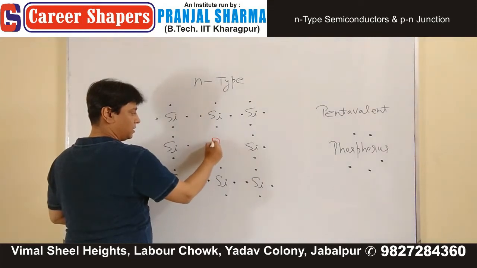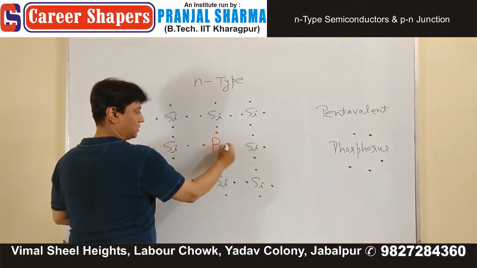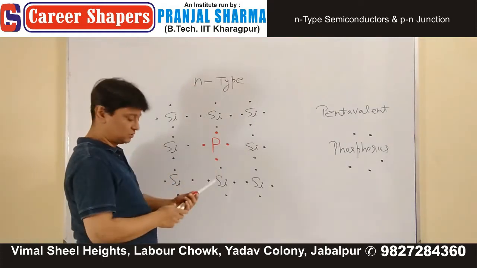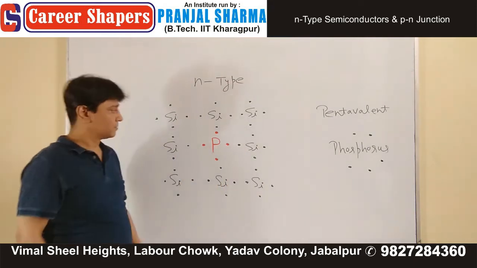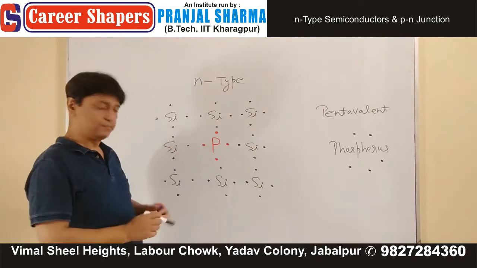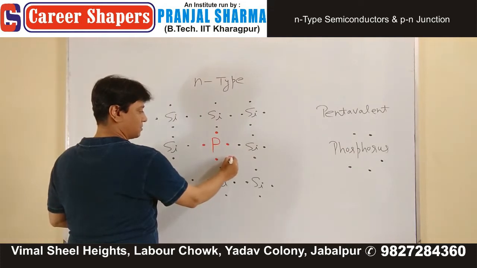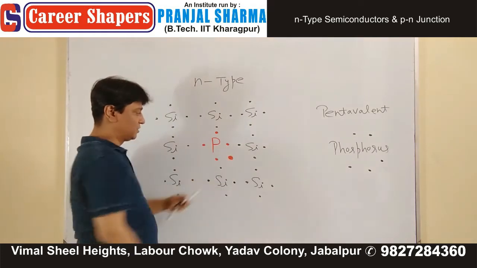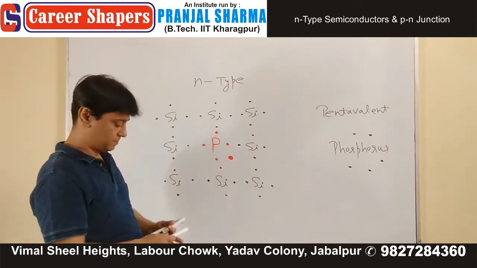This is the impurity and it has 5 electrons. These 4, they are already participating in covalent bonds, but you have a 5th extra electron. Just to highlight this, I have increased the size of it. So this is the extra 5th electron.